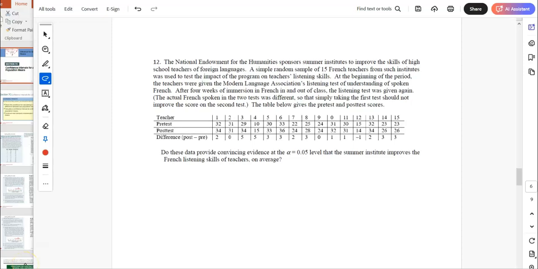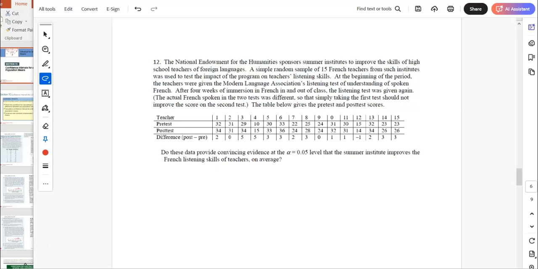The National Endowment of Humanities sponsors summer institutes to improve skills of high school teachers of foreign languages. A simple random sample of 15 French teachers from such institutes was used to test the impact of the program on teachers' listening skills. At the beginning of the period, the teachers were given a Modern Language Association listening test of understanding spoken French. After 4 weeks of immersion in French, in and out of class, the listening test was given again to the same people, I believe.